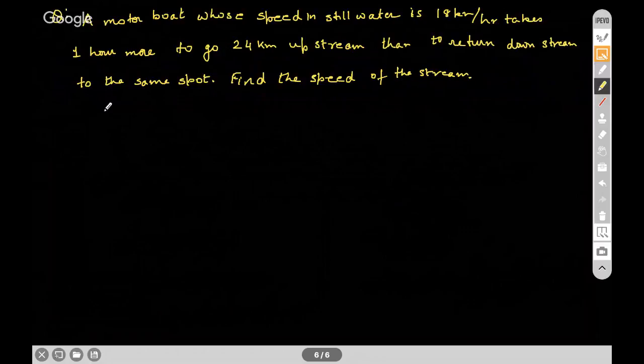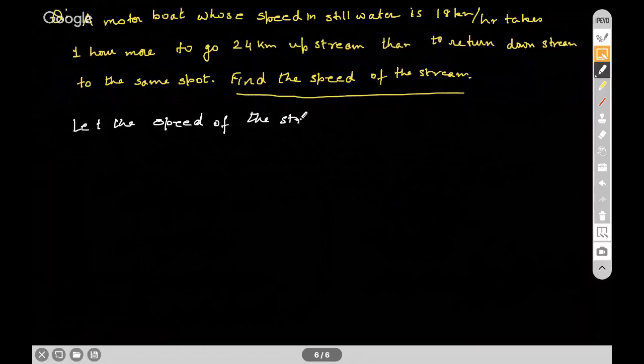Okay, so whatever is required, you assume that to be the variable. That is a common practice. Find the speed of the stream. So I'll say let the speed of the stream be x kilometers per hour. Write the units here itself, so that even if you miss writing units in the last step, you should not attract any penalty.